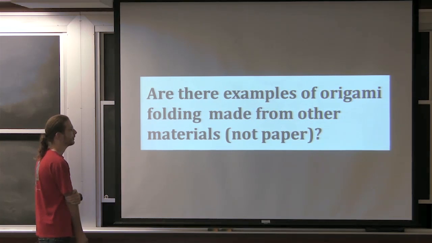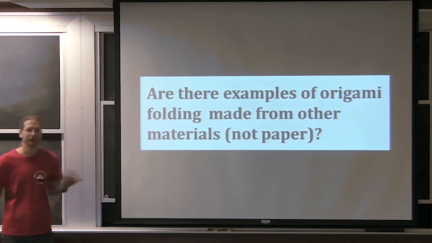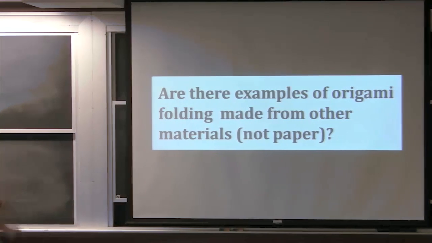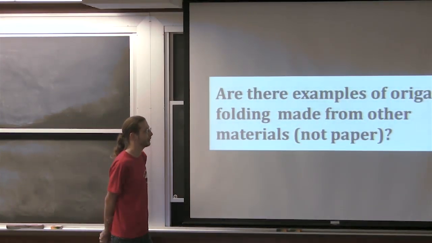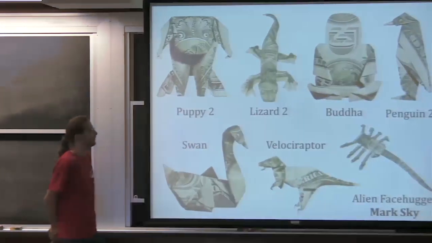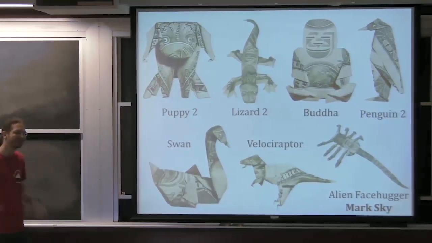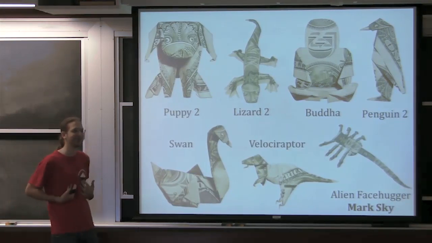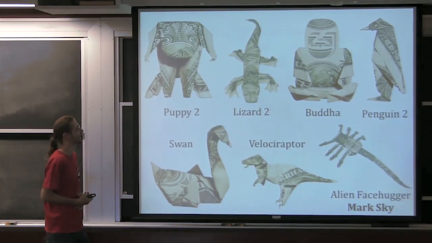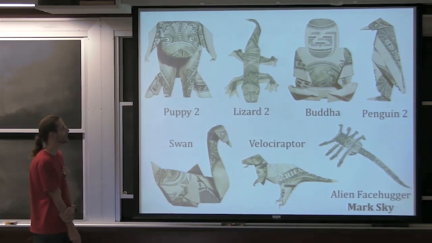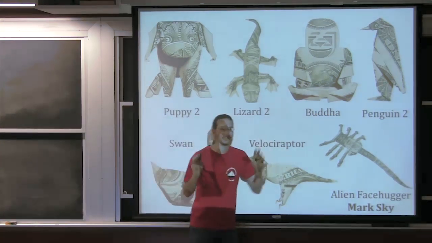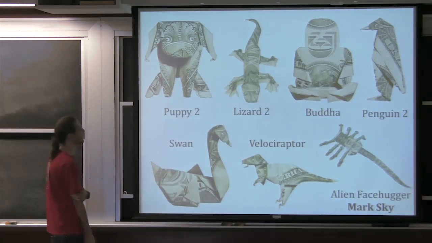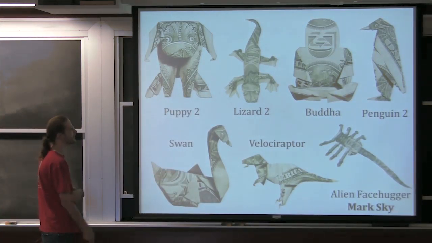One question we had is, what about origami from other materials, not just paper? We've seen a few examples of that, but I thought it would be a fun theme, and we'll come back to this a couple times today. I don't know if you call dollar bills paper, but there is this whole style of dollar bill origami, as my t-shirt last class indicated. And this is one of the more famous dollar bill folders, and he has hundreds and hundreds of designs. One of his latest is the alien face hugger from Prometheus and so on.